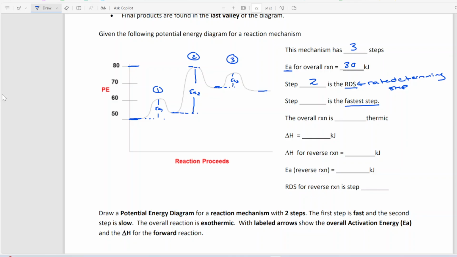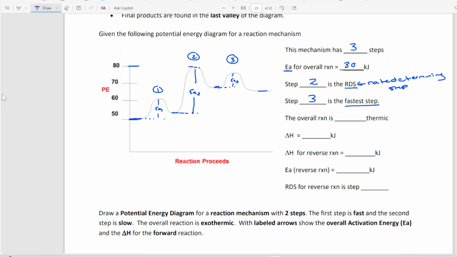Now, at first, I wasn't too sure which one was going to be the smallest, but when I drew it, this third one definitely felt smaller. I'm not quantifying it, I'm just looking at the sizes. And so, step 3 is my fastest step. Is the overall reaction exothermic or endothermic?